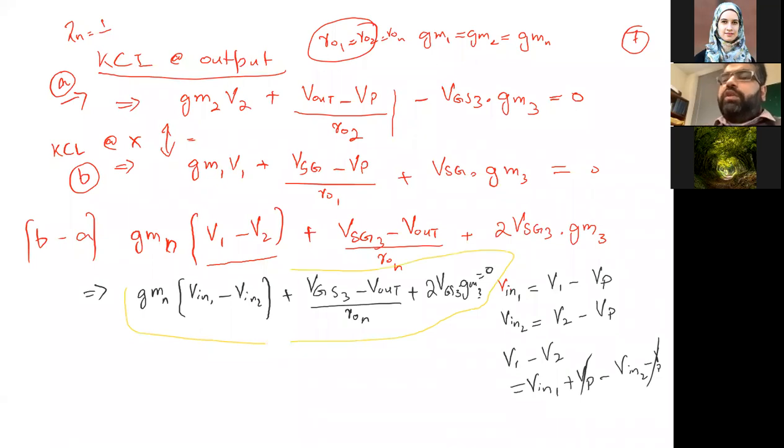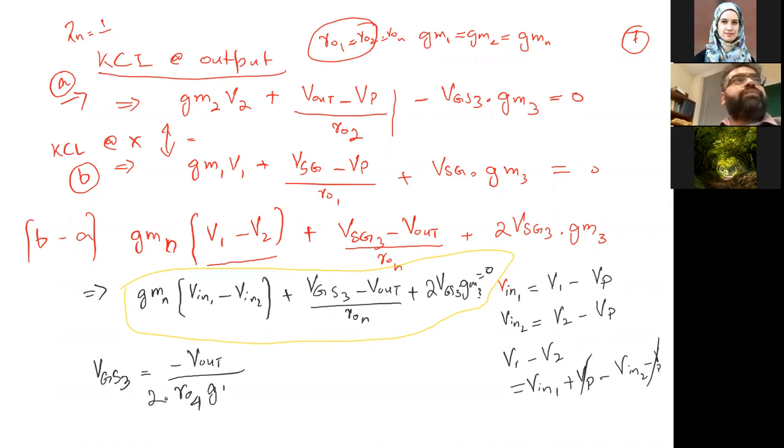Now we just need to replace the value of VGS3 which we found earlier, and simply plug it here. What was that value? I will write it and then replace it on the next page. VGS3 which we found was equal to minus V out divided by RO4 times 2 times GM. We can write GM3 and GM4 as GMP, and we can just replace with this one.